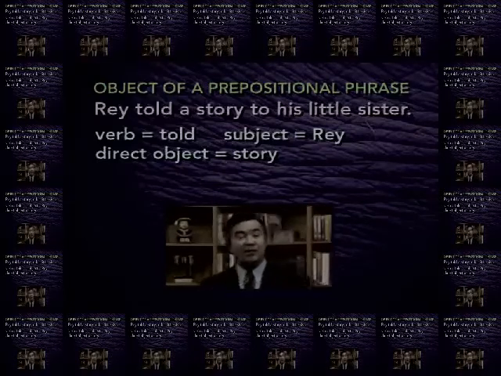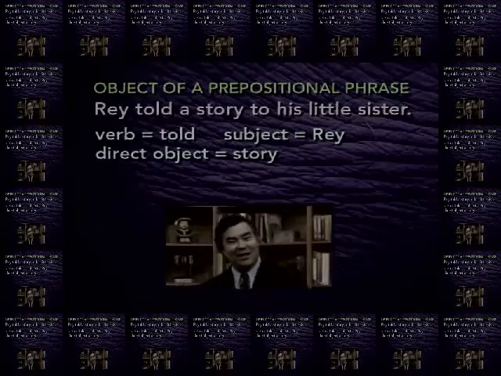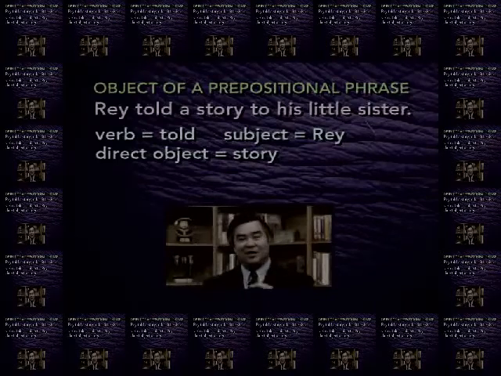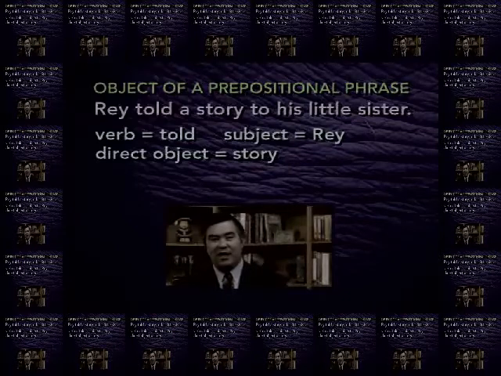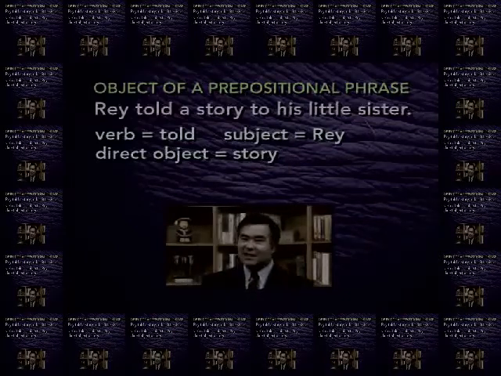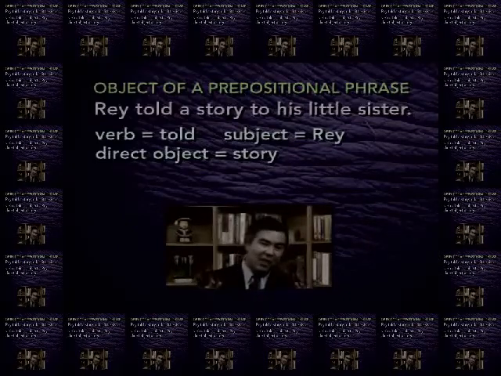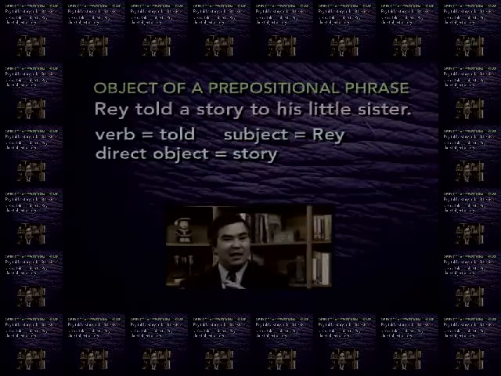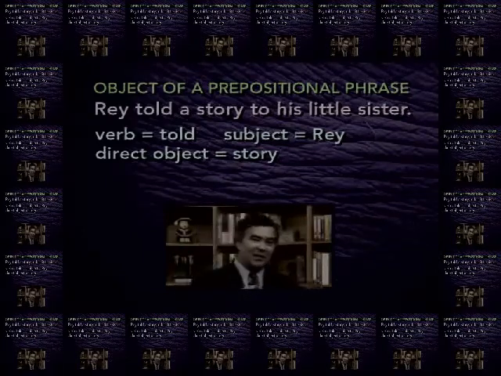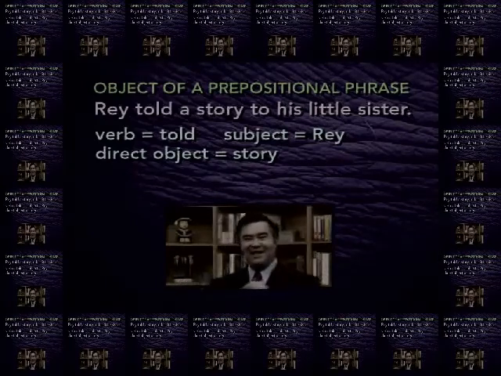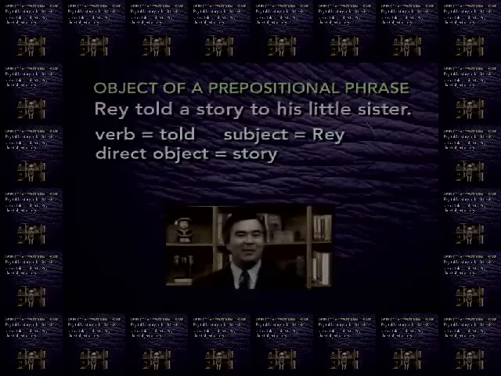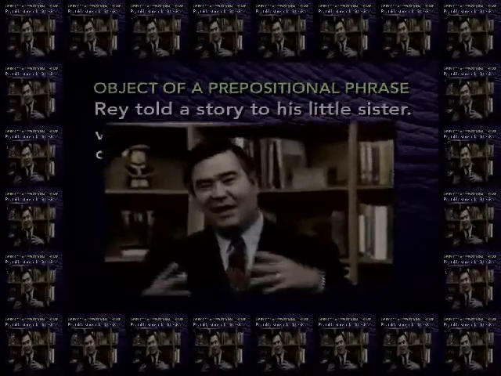Instead, it has been made part of a prepositional phrase and stuck on at the end of the sentence: to his little sister. The preposition to introduces the prepositional phrase. So even though the meaning is the same, in this case, the grammatical structure is different. The indirect object has been taken out of its proper place between the verb and the direct object and has been tacked on at the end with a prepositional phrase.